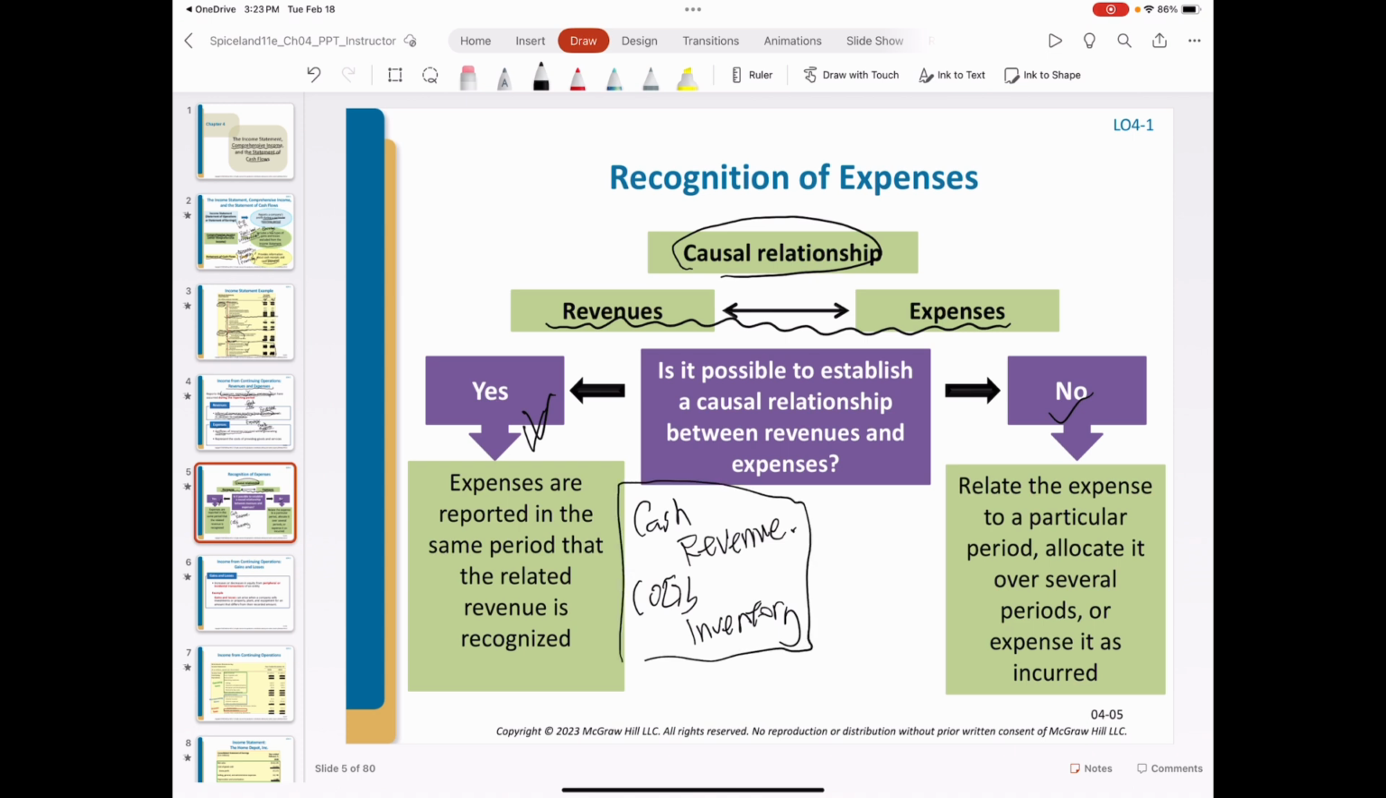These two actually occur at the same time because the cost of inventory, this is an asset. It becomes an expense because there is a sale. If there's no inventory, the company has nothing to sell, there's no revenues. So these two are matched perfectly. So that's why the cost of goods sold is the first expense to be reported in the income statement.